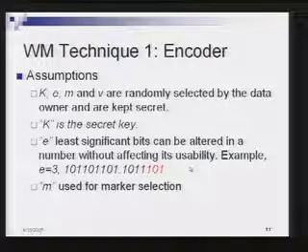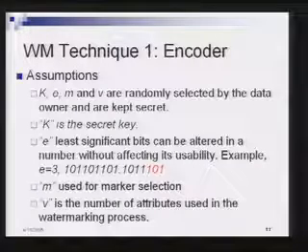Okay, M is used for marker selection. We will see how. It's an integer. V is the number of attributes.